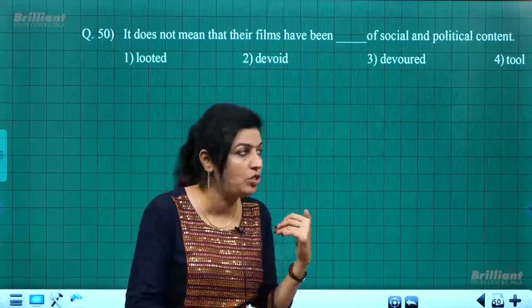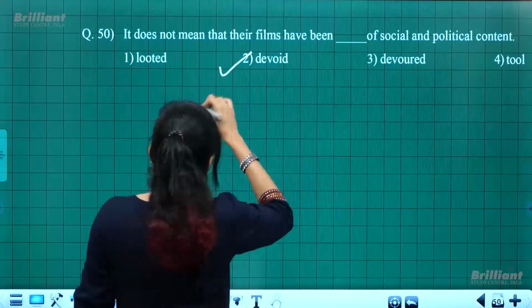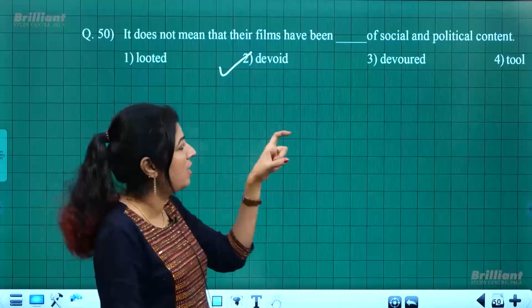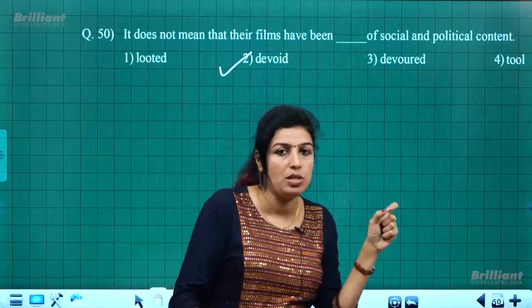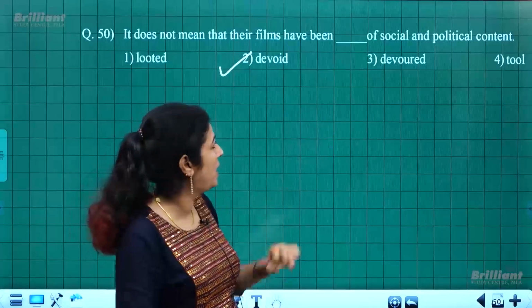So in that way you have to use, okay, so it should be devoid of. So it does not mean that their films have been devoid of. Devoid of is that term which can be used instead of lack of. Okay, so this is the correct option to be used for this particular blank.